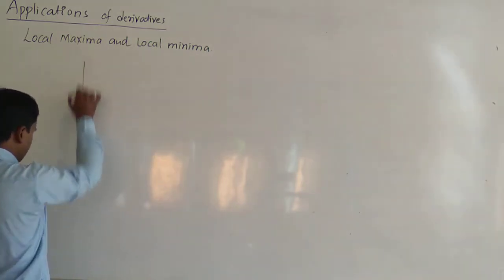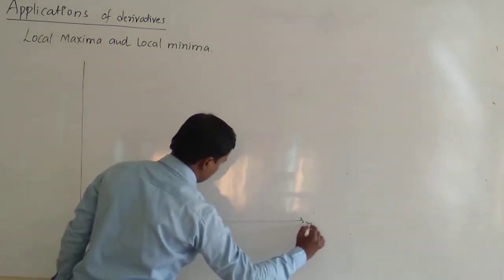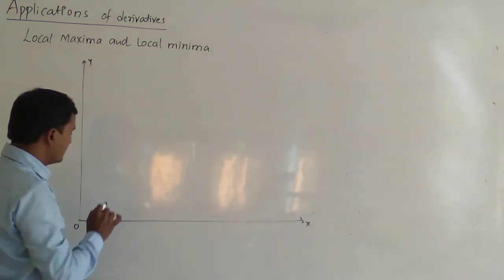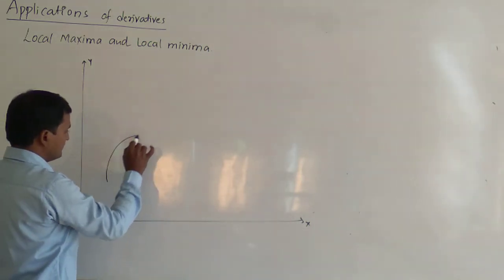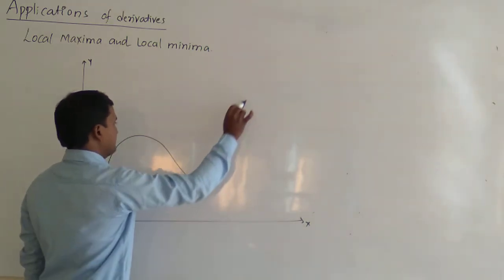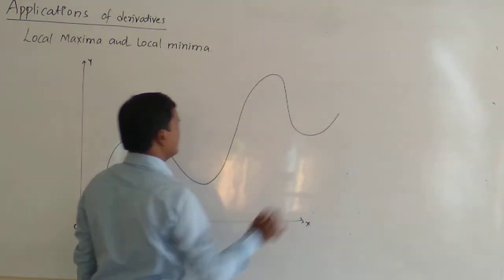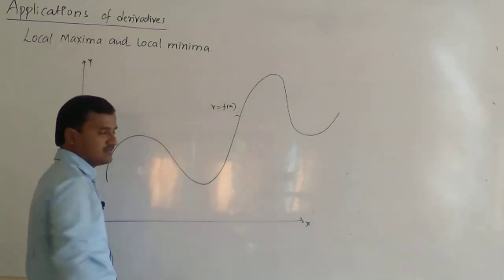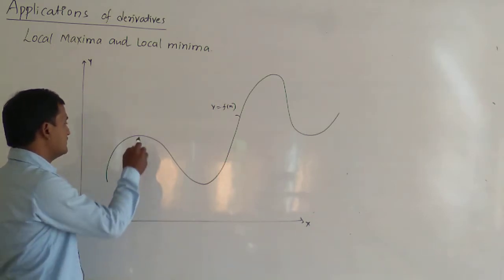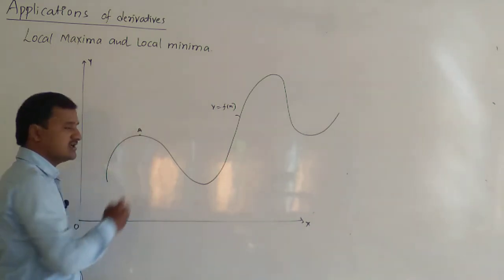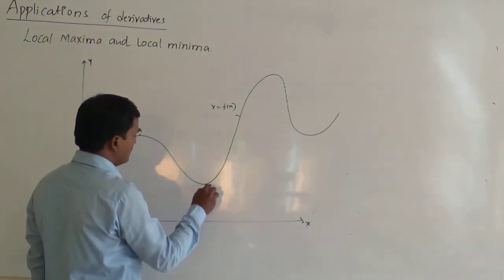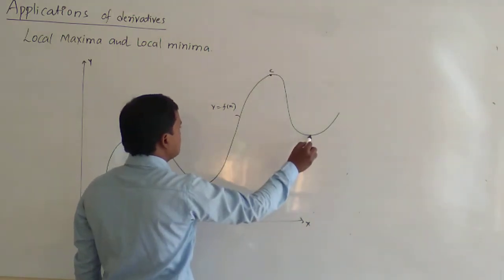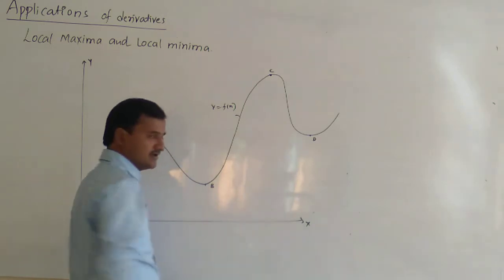So let us take the graph of the function. Here is the x-axis, here is the y-axis, and here is the origin. Now I will take the graph of the function like this. So this is the graph, and it represents y is equal to f of x, right? In this case, we have some points. I will call this point B, this point C, and this point D, right?